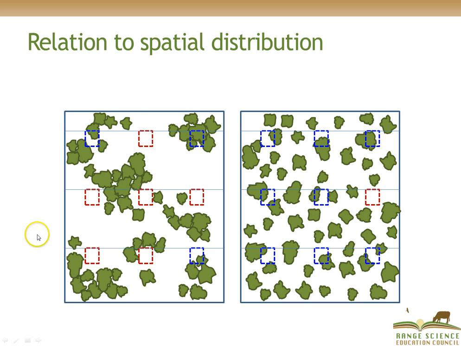And that translates to 33% frequency. In the diagram on the right, the more homogeneously, evenly distributed plants, we have plants present in 8 out of 9 of the quadrats, which calculates to 89% frequency. So again, the only reason for the change in these frequency measurements is the spatial distribution of the plants.